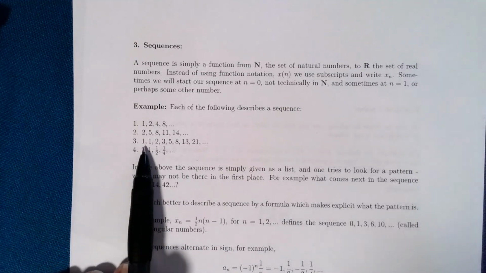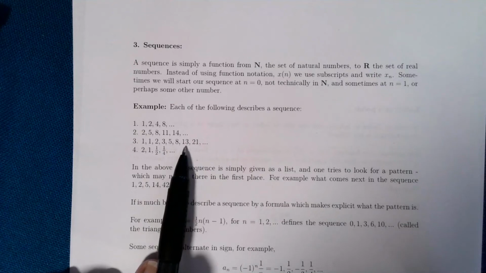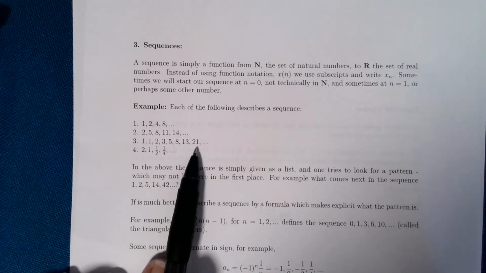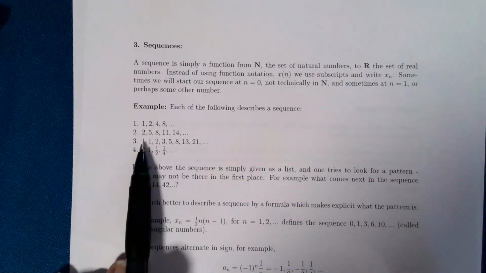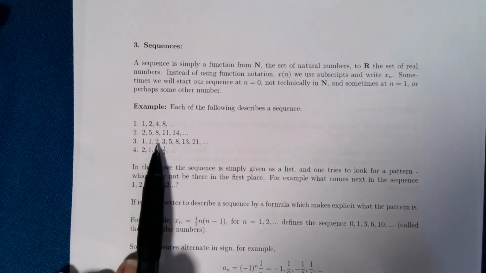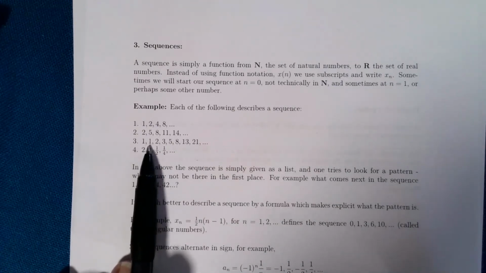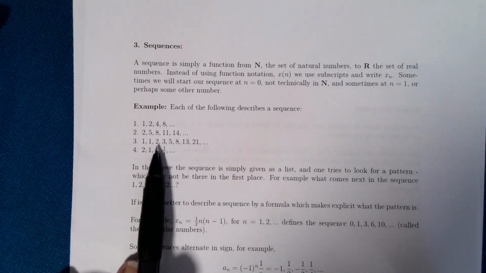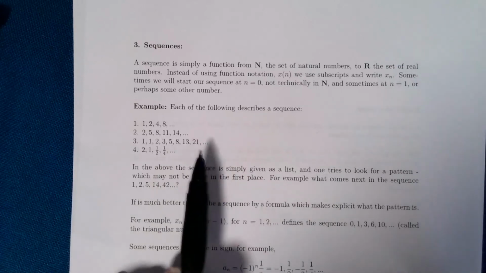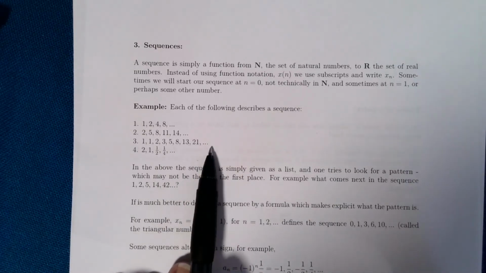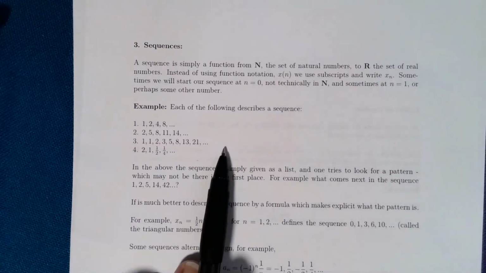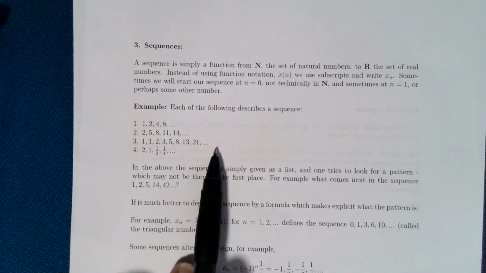Here's a very famous sequence: 1, 1, 2, 3, 5, 8, 13, 21. This is meant to be the so-called Fibonacci sequence, where, once we get past the first two, every number is the sum of the two before it. So 1 plus 1 is 2, 1 plus 2 is 3, 2 plus 3 is 5, and so on. So the next number would be 34, and then 55, and then 89, and then 144. I'll leave you to write some more of these out.